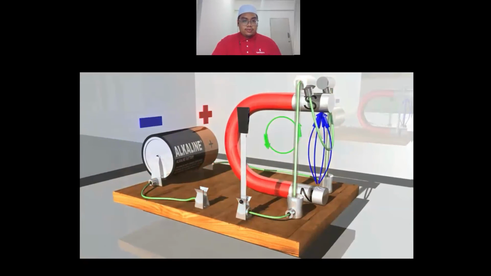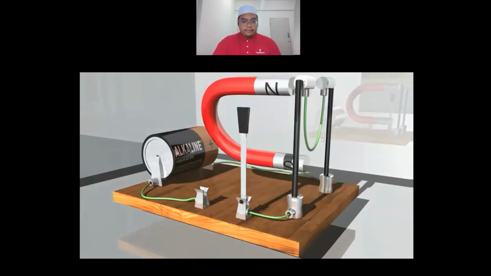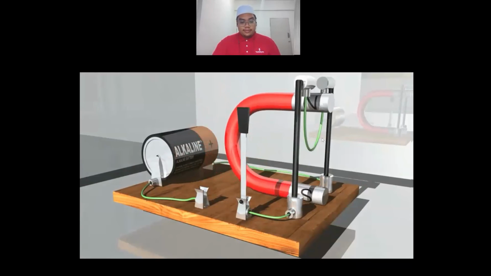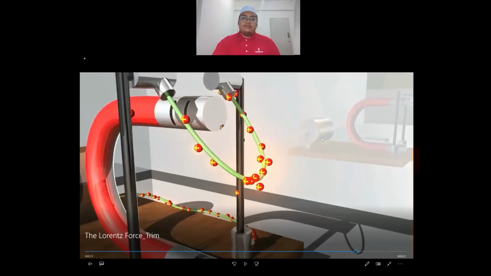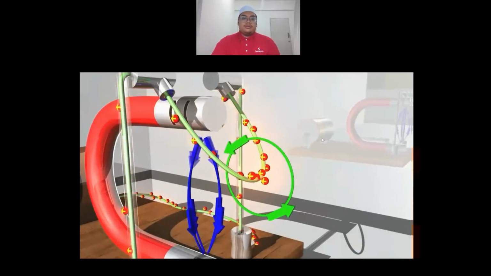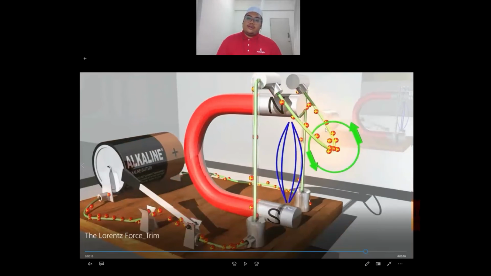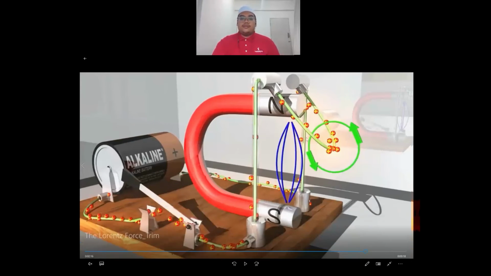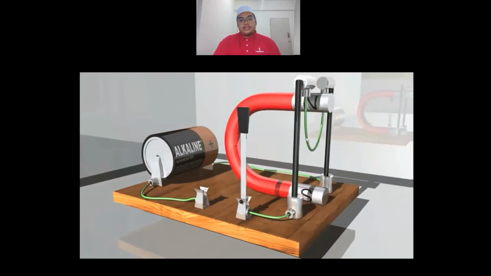Lastly, when we flip the magnet like this, it also causes the wire or pendulum to swing forward because the magnetic field is also different. As we can see, it's moving like this, so it cannot be the same as the magnetic field of the magnet. So that's all of the simulation of the Lorentz force law.